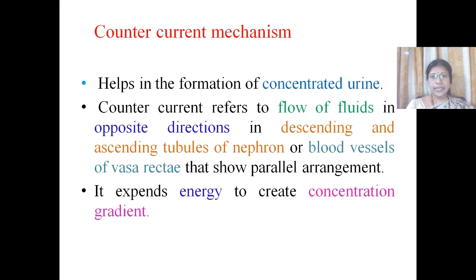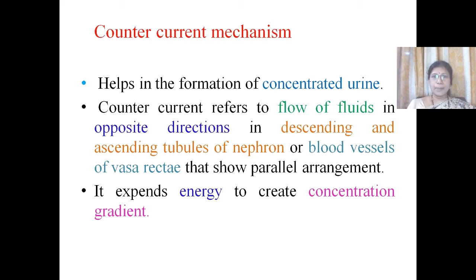The ability to produce concentrated urine depends on the counter current multiplier mechanism and the length of the loop of Henle. The term counter current refers to the flow of fluids in opposite directions in descending and ascending tubules of nephron or blood vessels of vasa recti that show parallel arrangement.